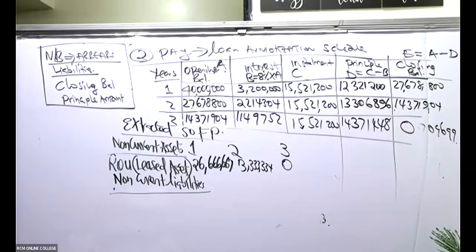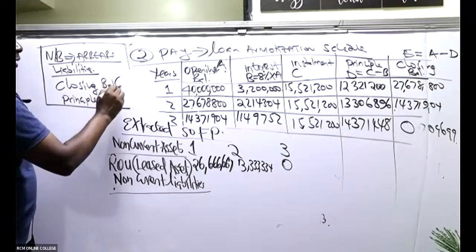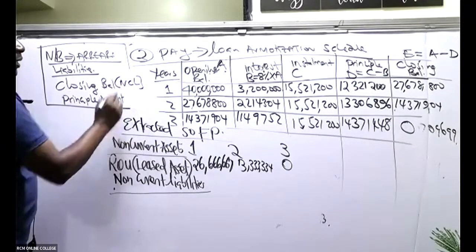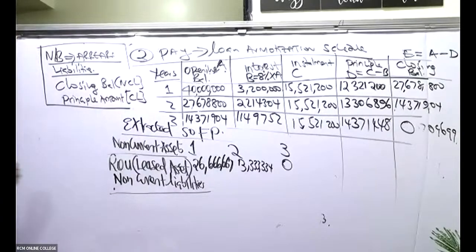Note if these rental payments are being made in arrears, like in our question, they are in arrears. Then for liabilities, we shall have this closing balance and the principal amount. So this closing balance will be for the non-current liability. And this one here will be for the current liability.